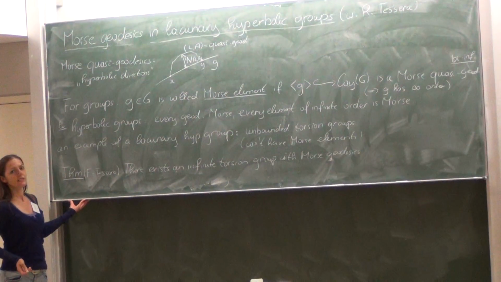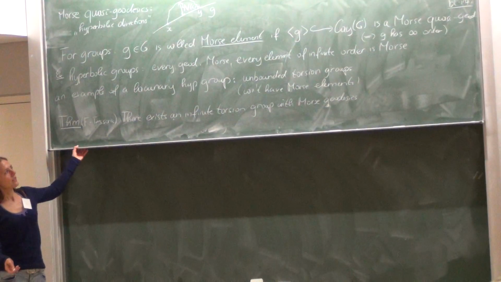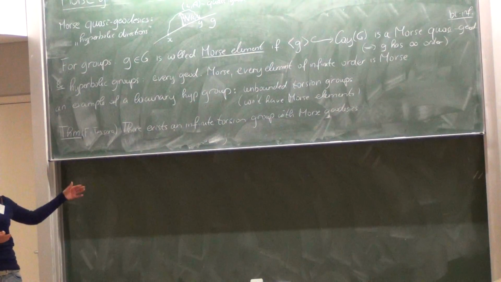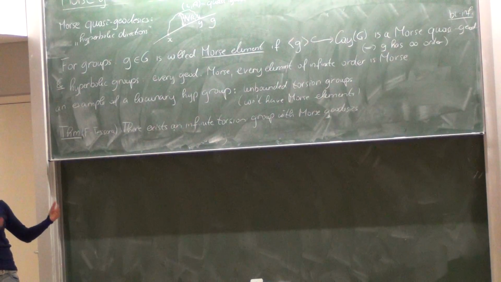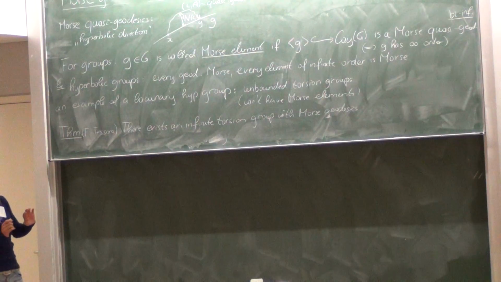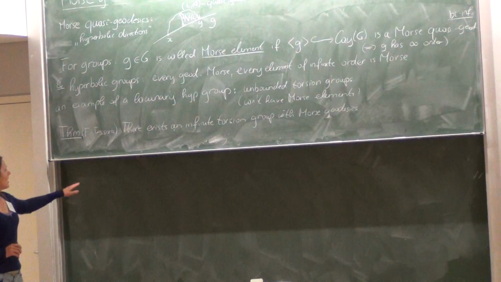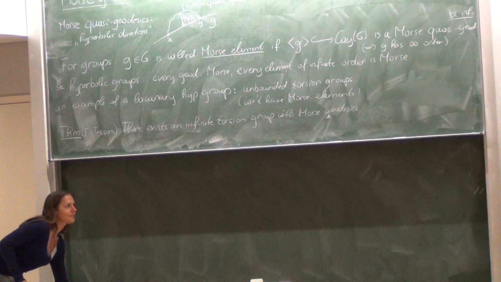That's what we have, and for those of you who know a little bit, I'm going to mention it again later. So unbounded torsion that we have in this case is the best you can hope for. There can't be a Morse geodesic in a group with bounded torsion. That's for reasons to do with asymptotic cones, and we may have time to talk about that later. So that's the best you can hope for, unbounded torsion and Morse geodesics.